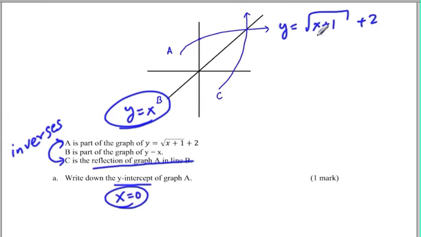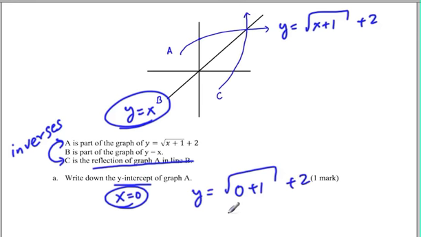So first we have to plug in x equals 0 and solve for y. So let's do that. So y equals 0 plus 1. And this works for any equation. It doesn't have to mean the square root. Whenever they ask for the y-intercept, it means x equals 0. And vice versa. If they ask for the x-intercept, it means y equals 0. So anyways, let's just solve this.